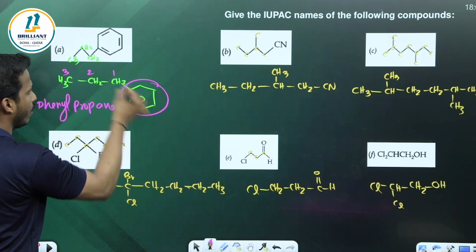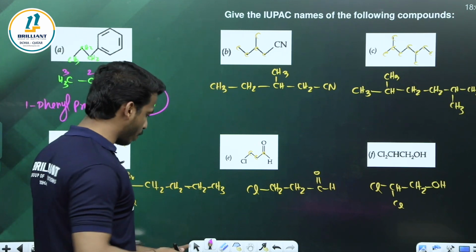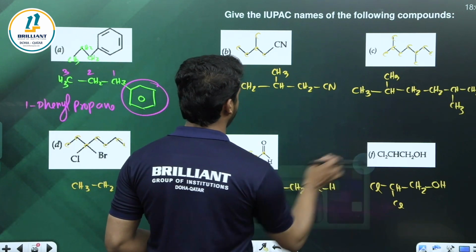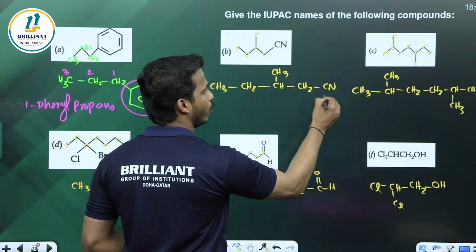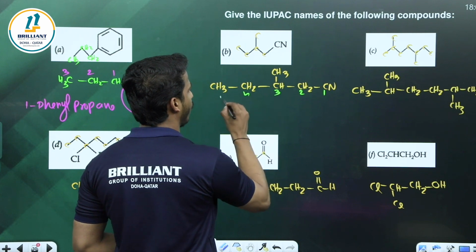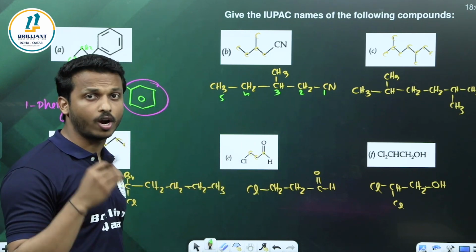Yes or no? 1 phenyl, 3 carbon, what do we say? Propane. What about the second compound? The second compound we can say like this. Here cyanide is the main group. So 1, 2, 3, 4, 5. What can we say? You know, cyanide compounds we call as what?